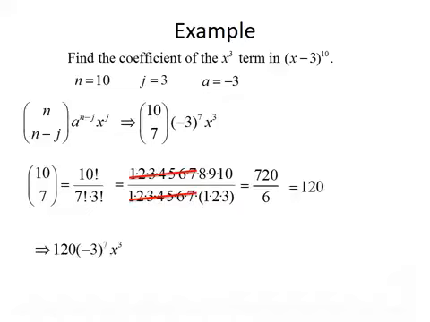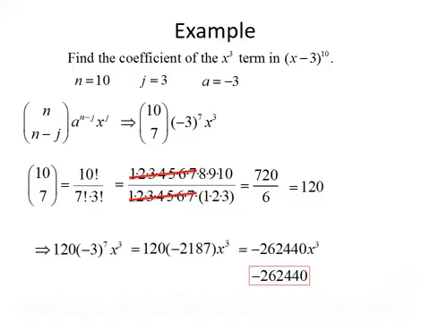That means that the x cubed term will be 120 times negative 3 to the 7th power times x cubed. Negative 3 to the 7th power is negative 2,187, so we have 120 times negative 2187 times x cubed. If we simplify the multiplication, we get negative 262,440 times x cubed, and so the coefficient is negative 262,440.